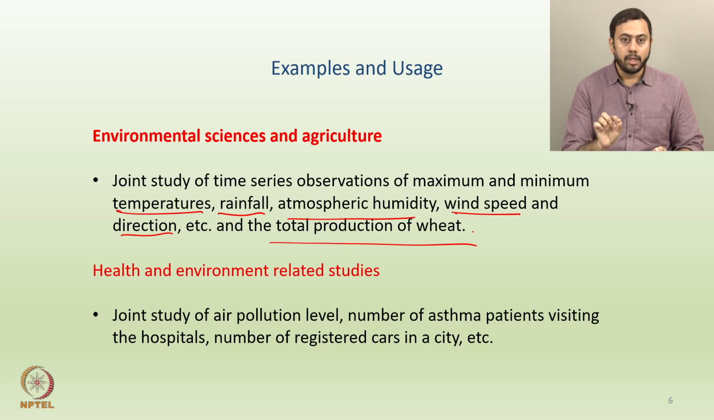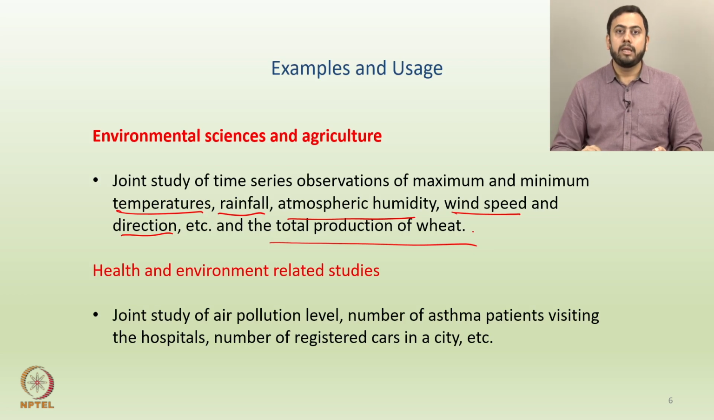Okay. And one small example from health and environment related studies. So a joint study of air pollution level or number of asthma patients visiting the hospitals and the number of registered cars in a city, etc. So one can actually find out a lot of interconnections between two variables to put forward a combined model, which is a multivariate time series model. Okay.